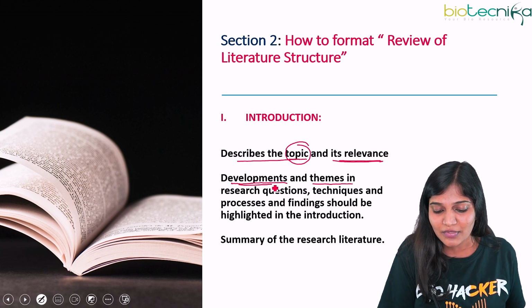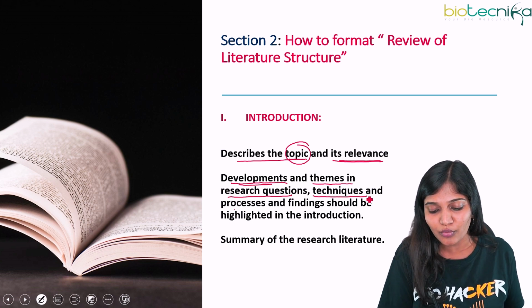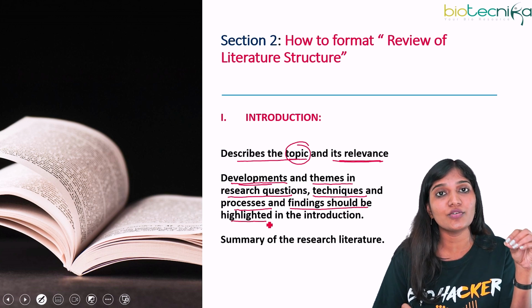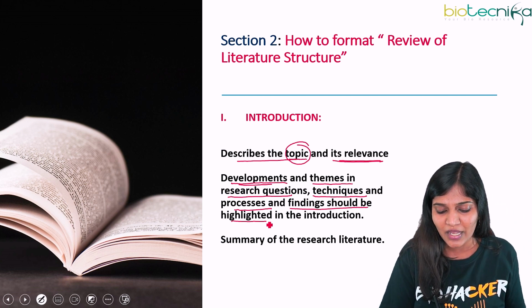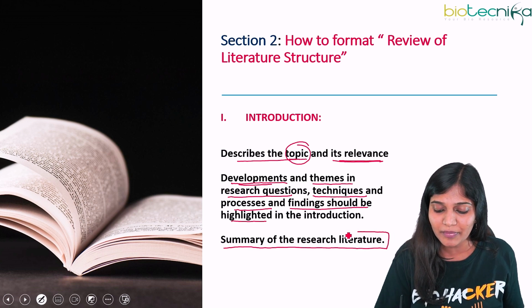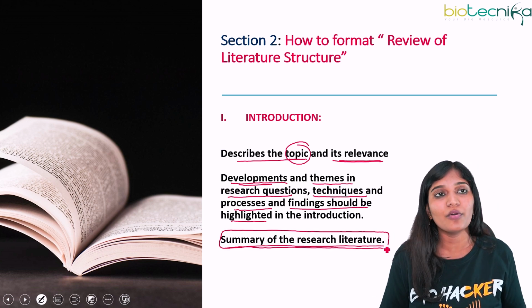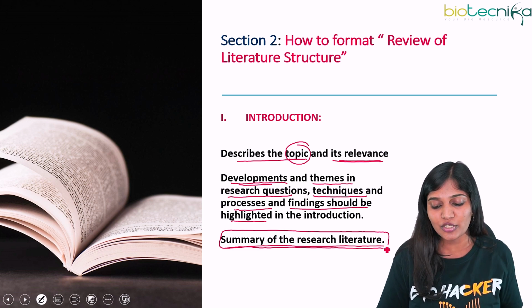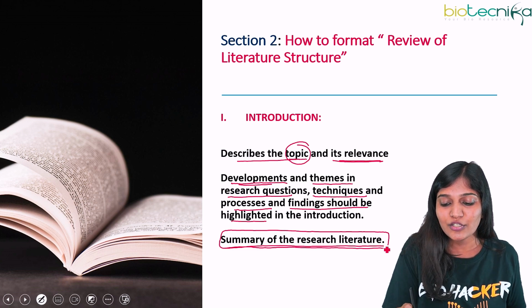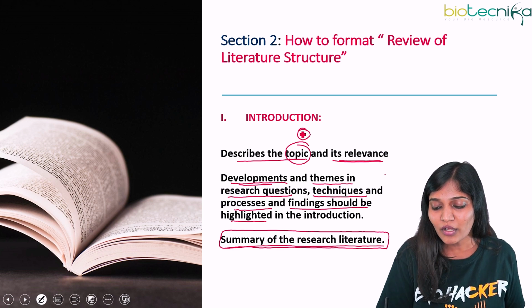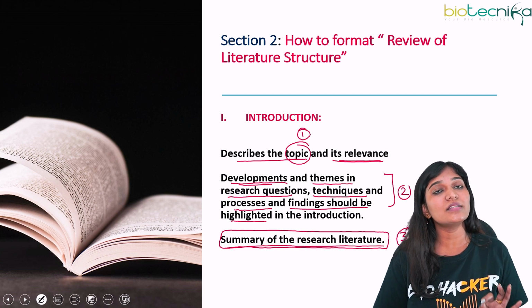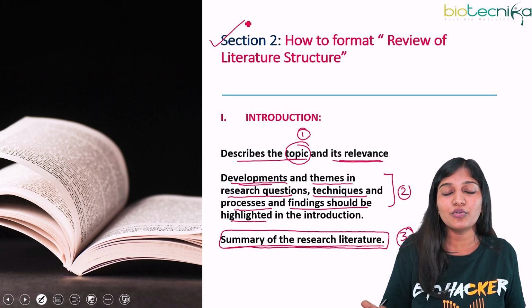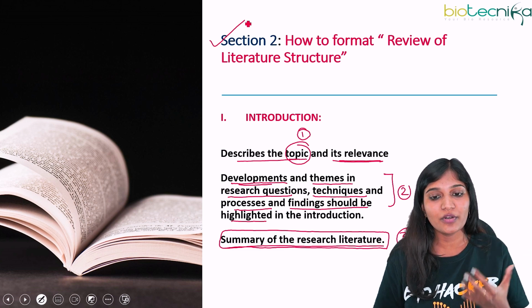So developments and themes in research questions: what technique you're going to use, what the process is, what the findings are. Everything has to be highlighted in your introduction. You don't have to put all the contents, but you have to highlight what you're going to say in the second one. And then a summary of the research literature: a complete but very easy summary of what you have done and what you're going to talk about. Remember, in the introduction, you talk about the topic and all the highlights. And the third is the summary of the review of literature. These three things you definitely have to include in section number 2, after finding your research papers and references.